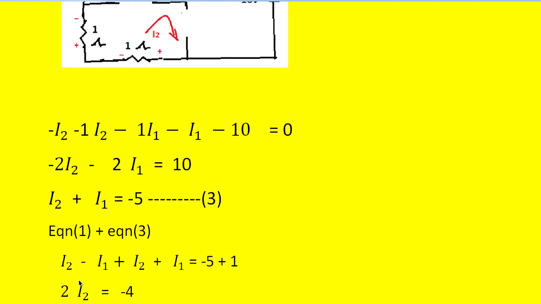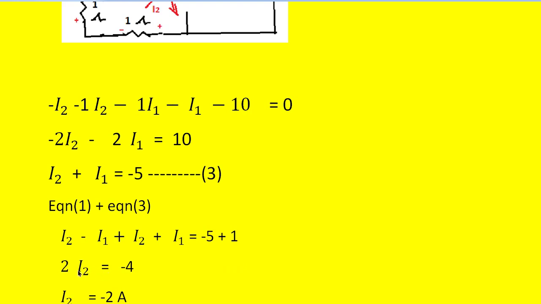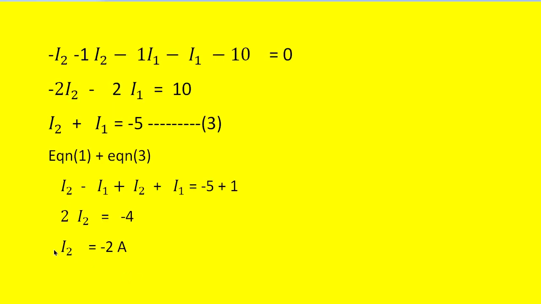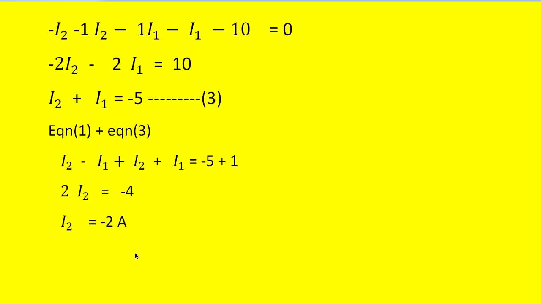Equation 1 is nothing but I2 minus I1 is equal to 1 ampere. So we write I2 minus I1. So I3 is I2 plus I1. So we are writing and adding this plus I2 plus I1 is equal to 1 minus 5. That is what we have written here. Then simplify this. Then we get 2I2 is equal to minus 4. Once we simplify further, we get I2 is minus 2 amperes.